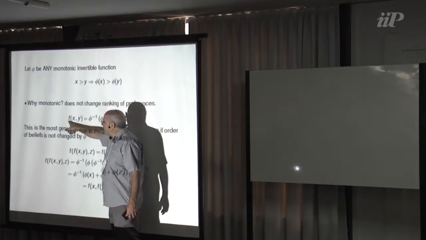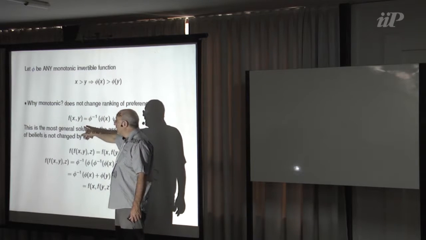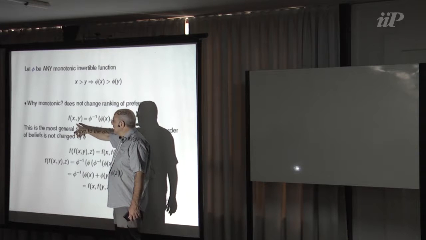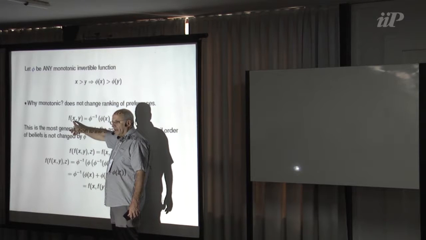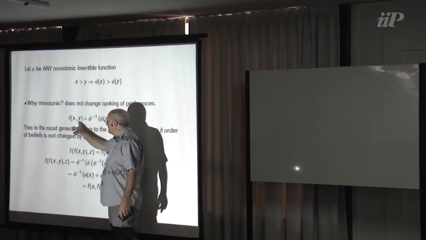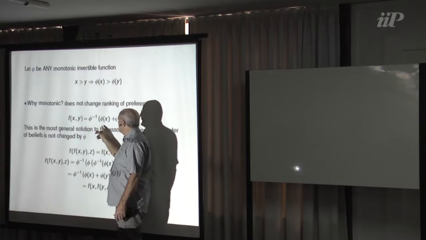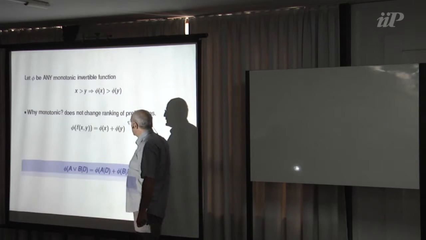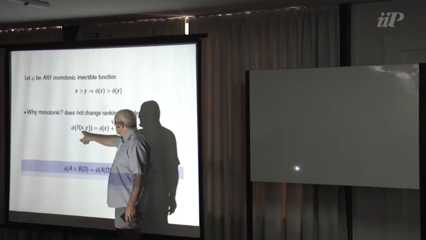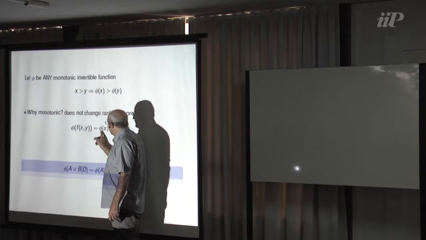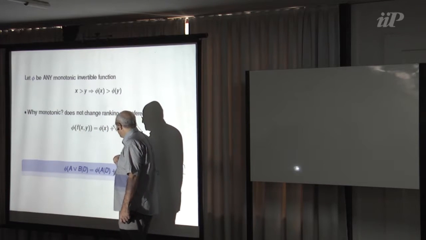You see, if I apply phi to both sides, I get a monotonic mapping of this number, and I get equal to that number. So phi of f is phi plus phi.